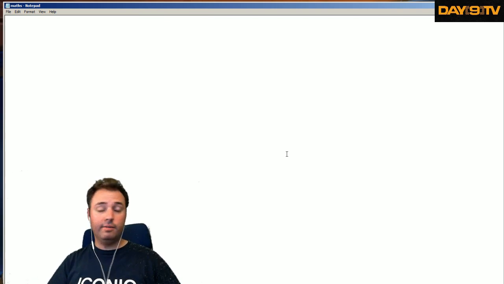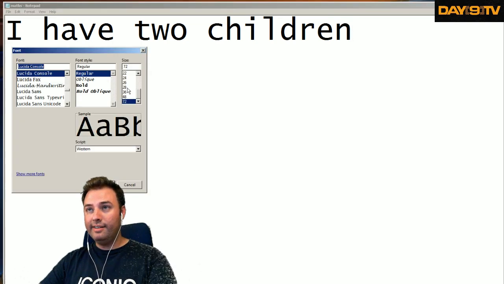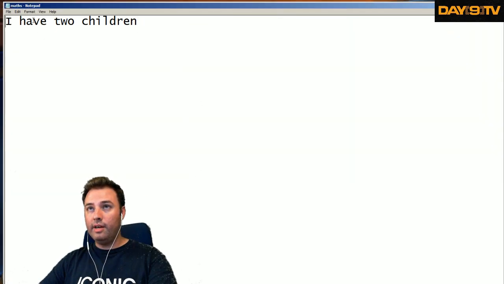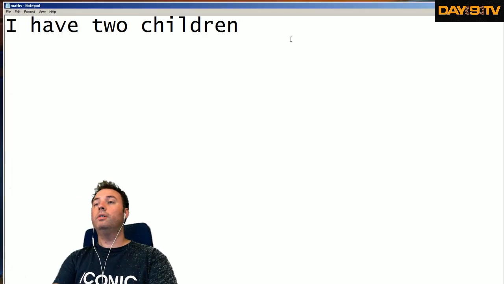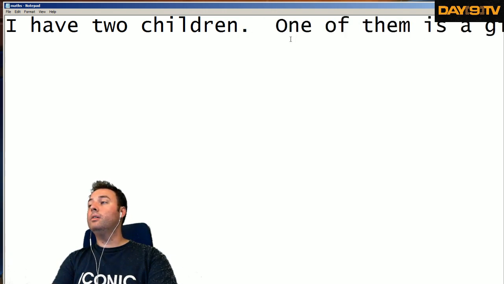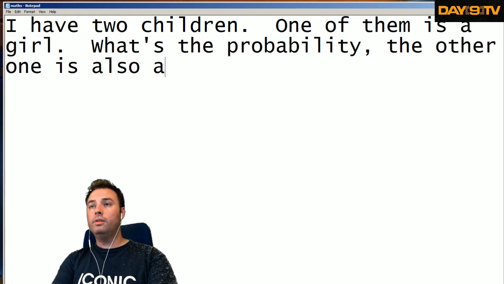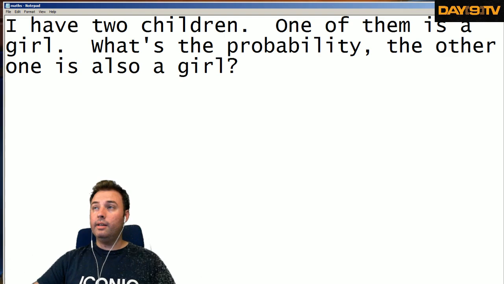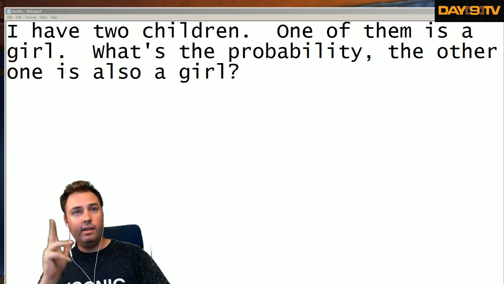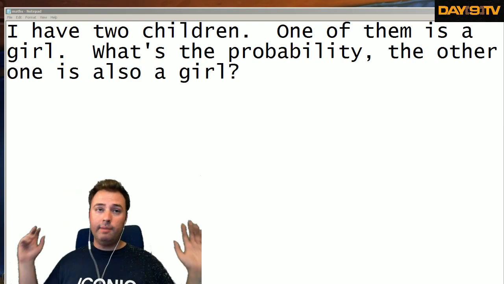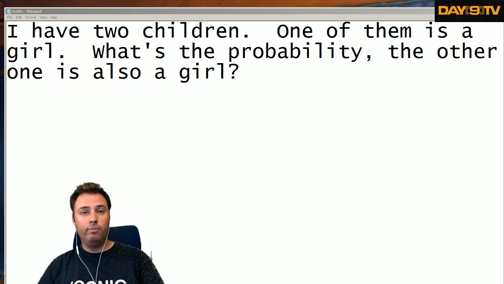I'm going to list the problem right here. This is too much font. Okay? This is not enough font. Size 48. Let's get that word wrap going. I have 2 children. One of them is a girl. What's the probability the other one is also a girl? Here's the problem statement: 2 children. One of them is a girl. What's the probability that the other one is a girl? Just type your answer. The correct answer is one of the last things that people guess. But what's the correct answer?